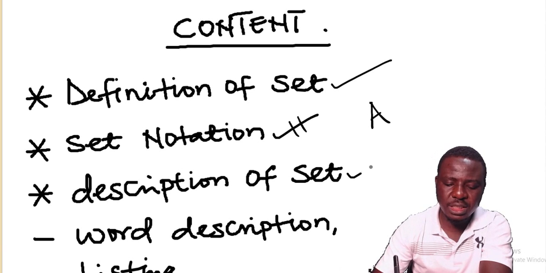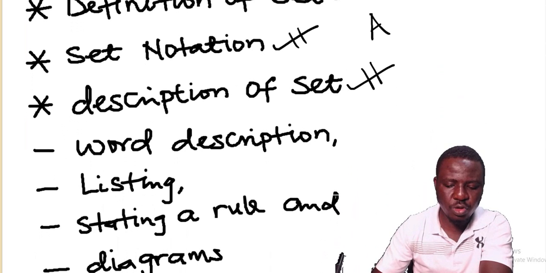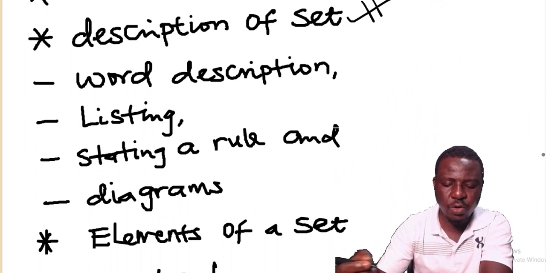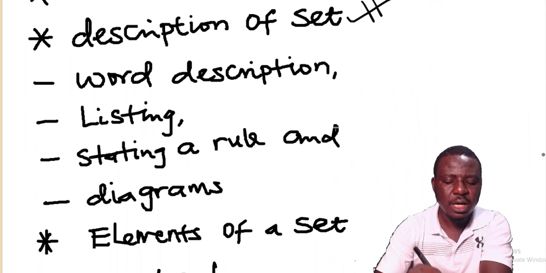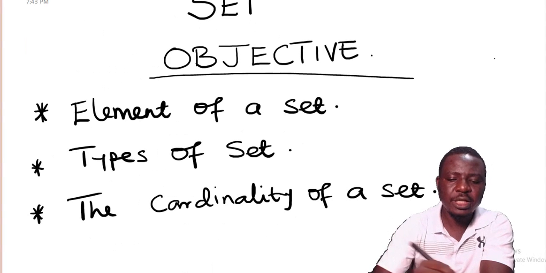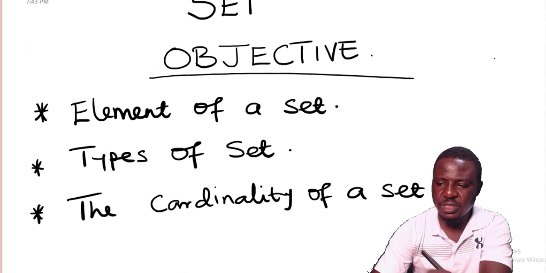We also looked at the description of set, where I told you that sets can be described using word description. We have listing, stating a rule, and the diagrammatic representation of set, which I equally said is said to be Venn diagram. In today's class, we shall be looking at the elements of a set, types of set, and the cardinality of a set.